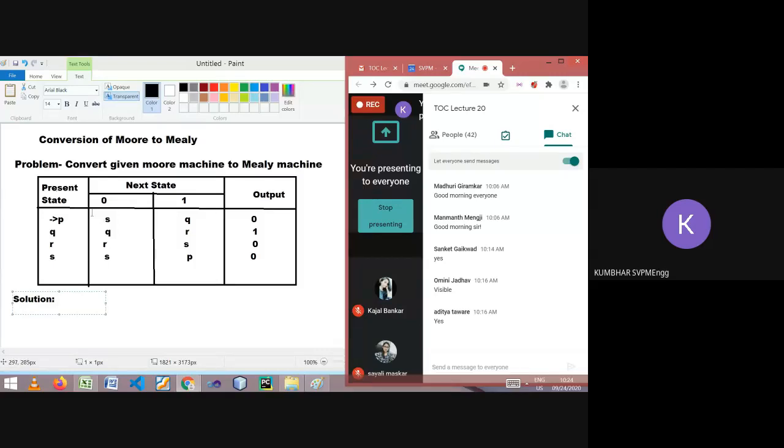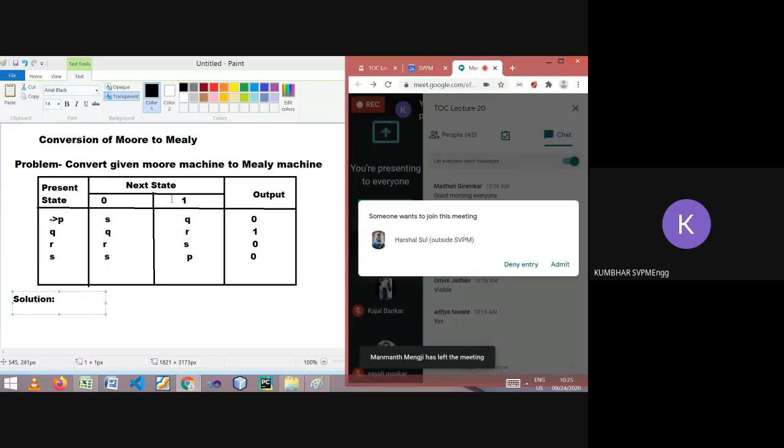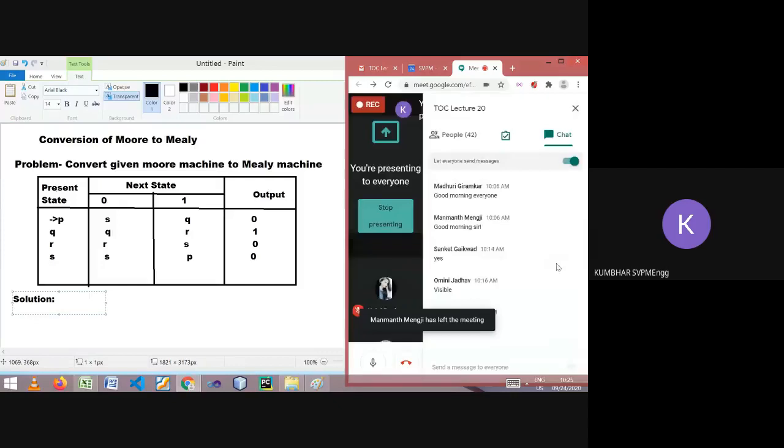So what is the meaning of this? Suppose S, I say from P on 0 it goes to S. What does it mean? There is one transition entering into S from P on 0. There is one transition entering into Q from P with input 1. I hope you understand entering into. We have to shift this output to the transition where this state appears. So let's start this solution.